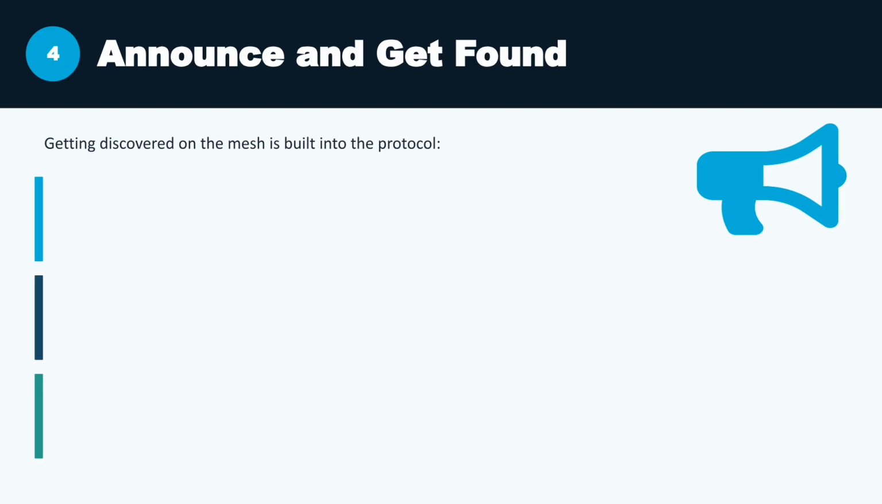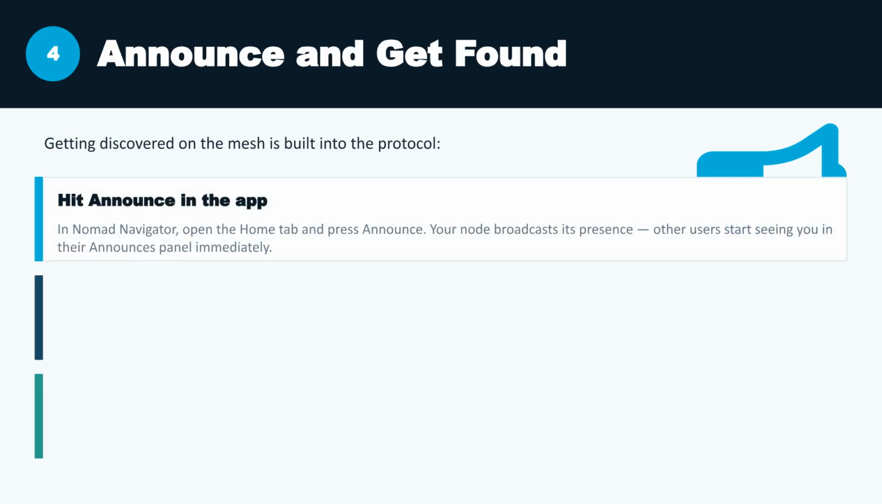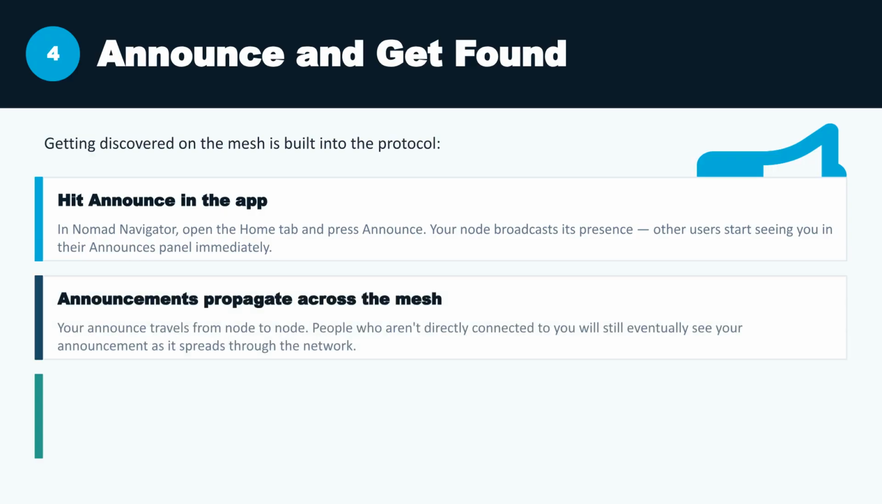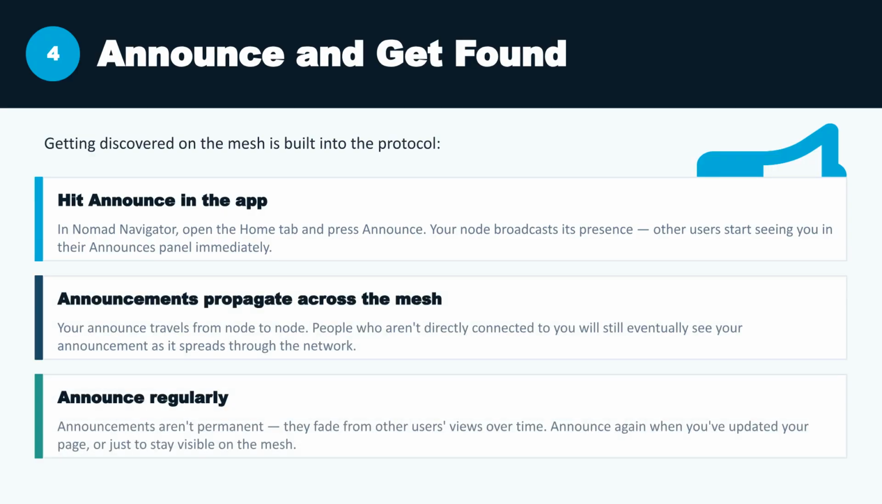Getting discovered is built into the protocol. Hit Announce in the Nomad Navigator app to broadcast your presence. Announcements propagate across the mesh from node to node. Announce regularly, as announcements fade from others' views over time.